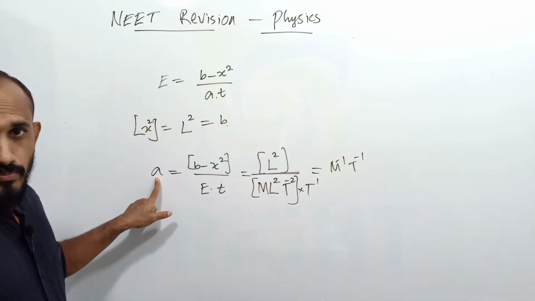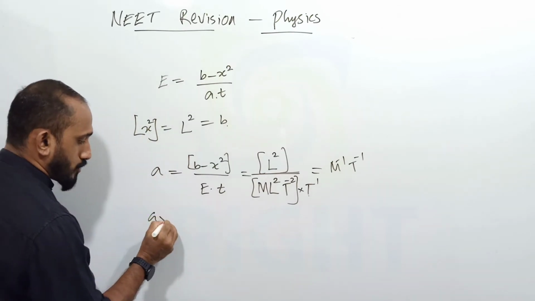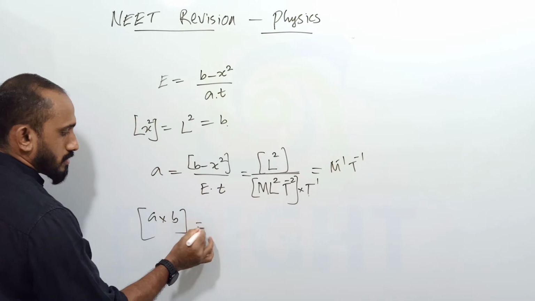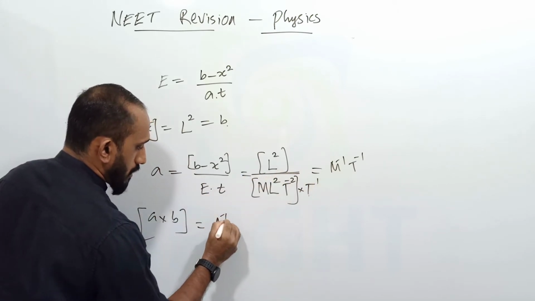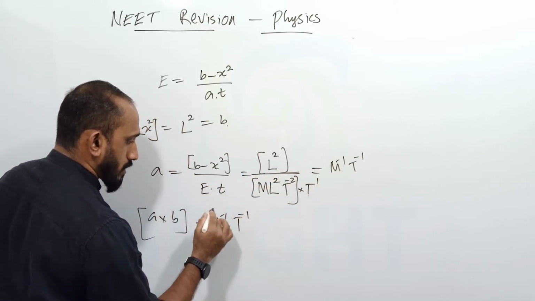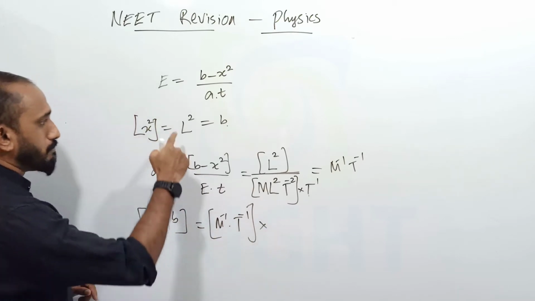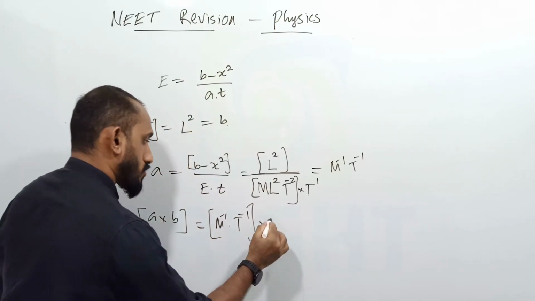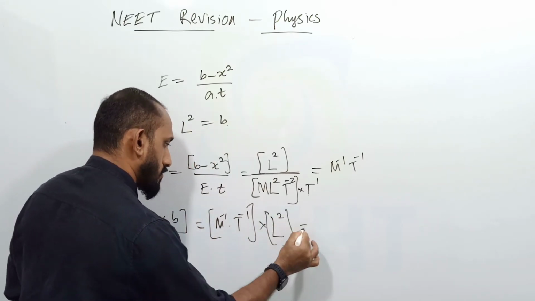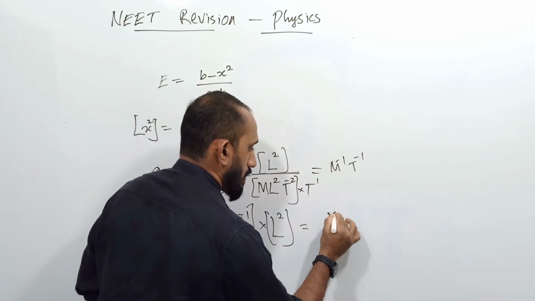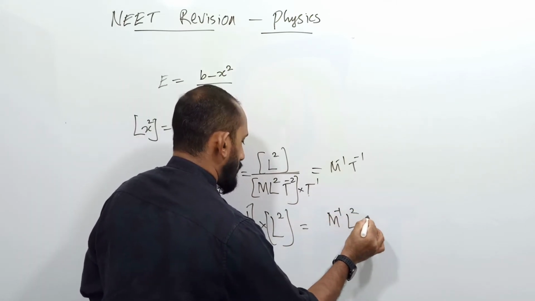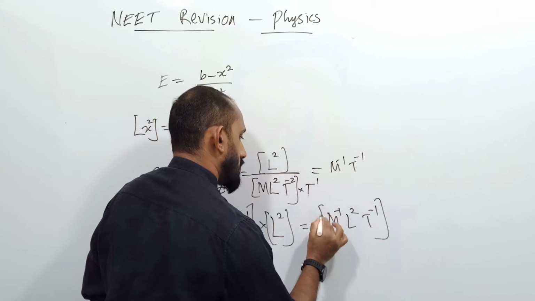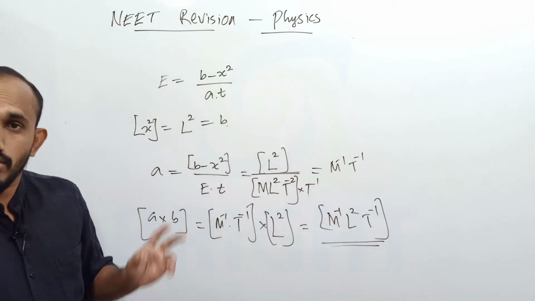That is for A. Now the dimension of A into B you have to find out. So for A we have M inverse T power minus 1, into, for B we have already L square. So this is nothing but M inverse L square T inverse. This is the answer for this question.